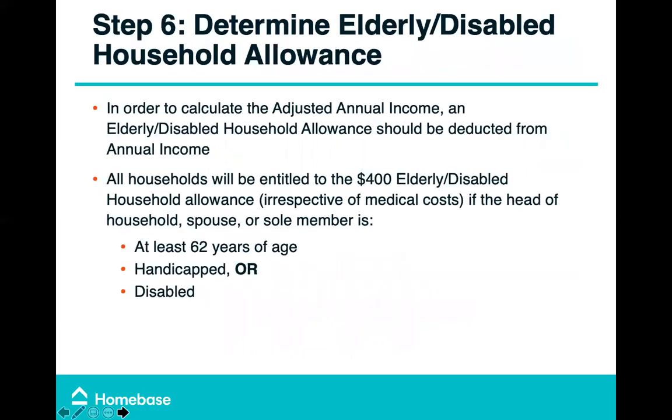So step 6 is the elderly disabled household allowance. In order to calculate the adjusted annual income, you're going to need to determine if this allowance should be deducted. This one's a little bit more simple: all households are entitled to the $400 elderly disabled household allowance, irrespective of medical costs, if the head of household, spouse, or sole member is at least 62 years of age, is handicapped, or disabled. So that's a nice flat allowance.